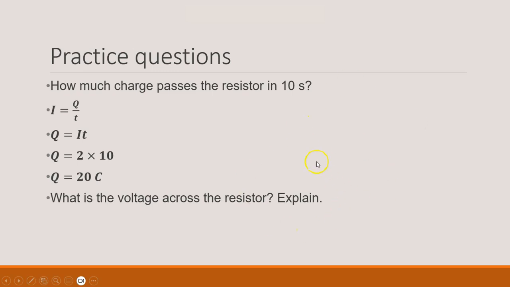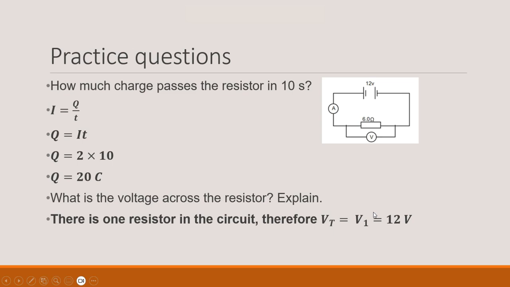But we weren't asked to calculate it, we were asked to explain it. And we know that because there's only one resistor, it will get the full voltage of the cell, because the total voltage is going to be equal to the voltages across all the resistors. There's only one resistor. So that resistor will get all 12 volts.